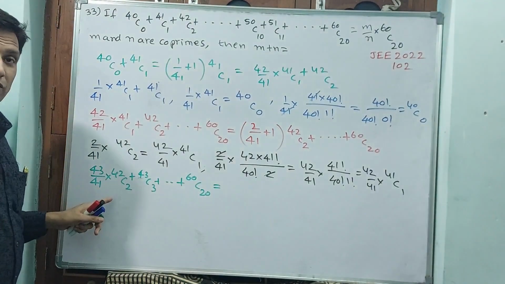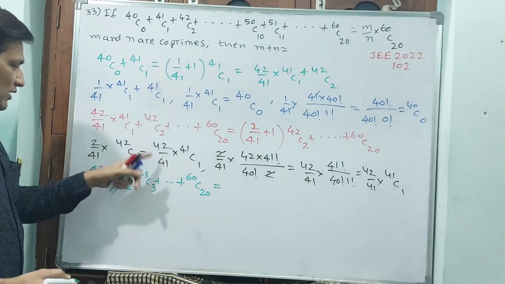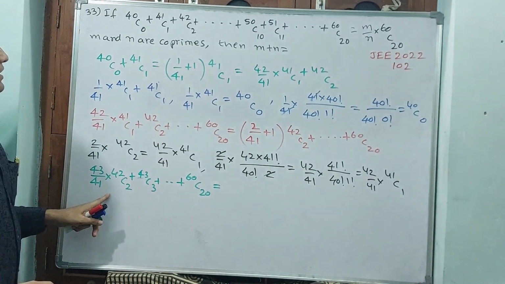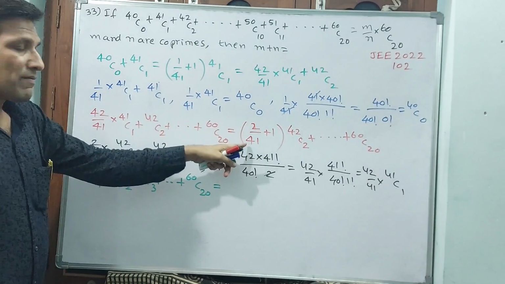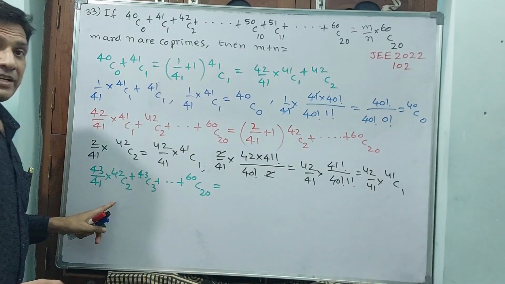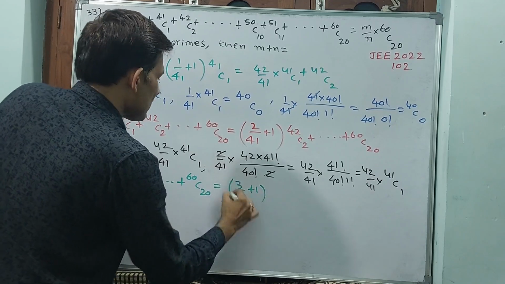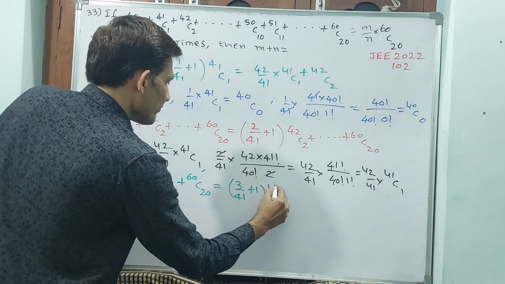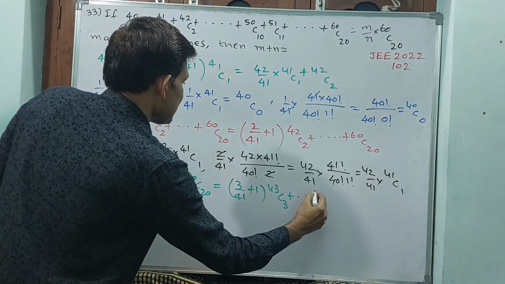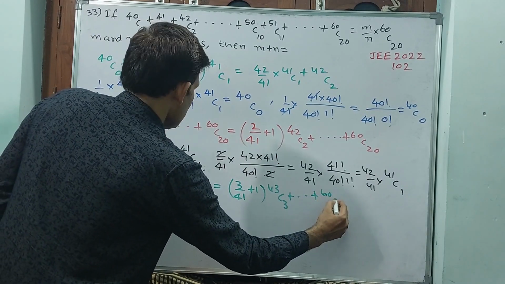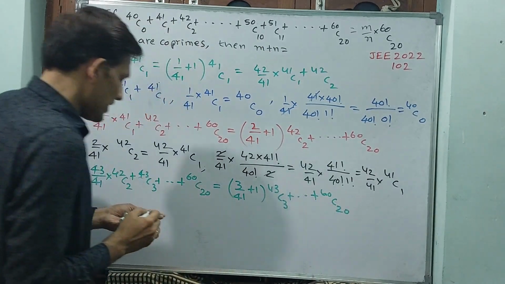This is equal to, see how we are changing: first we have changed, second we have changed, third we are changing. 1 by 41, 2 by 41, now I am writing 3 by 41, 3 by 41 plus 1 into this 43C3 plus 60C20.